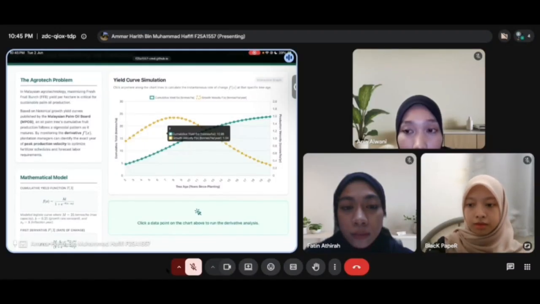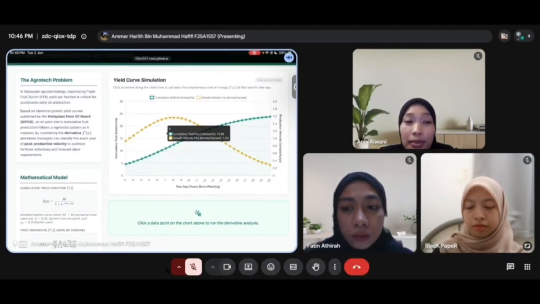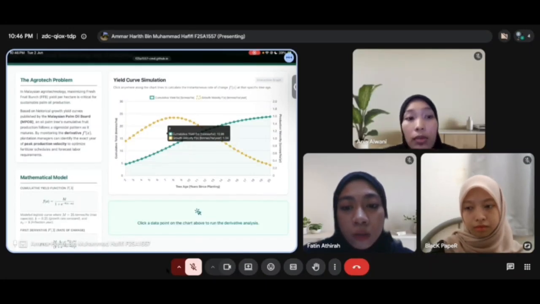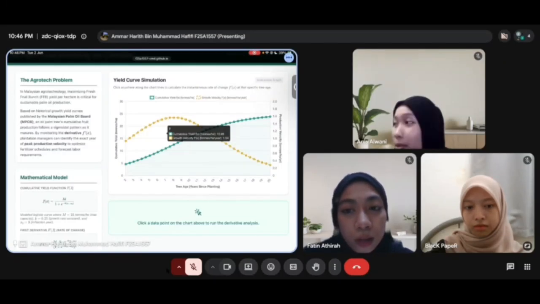Lastly, for the conclusion, calculus can be effectively applied in agriculture. By using the logistic function, we can predict oil palm growth patterns and identify the optimal production periods. This can help improve efficiency and support sustainable agriculture development.